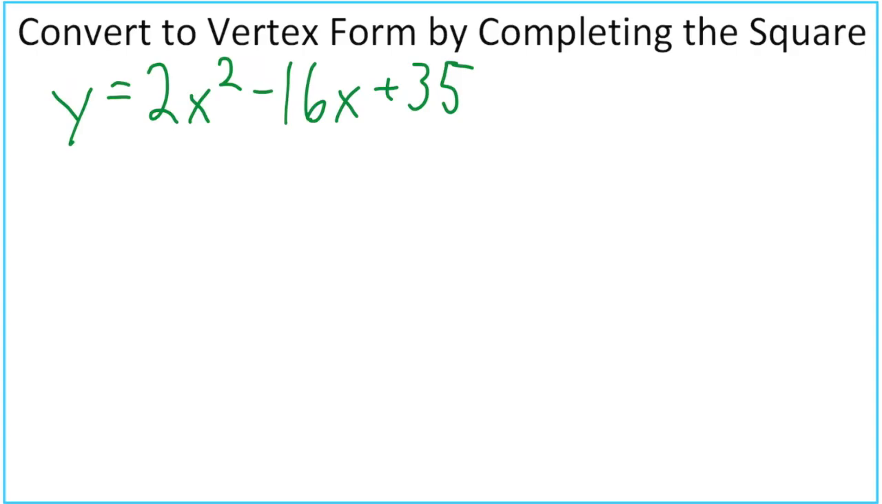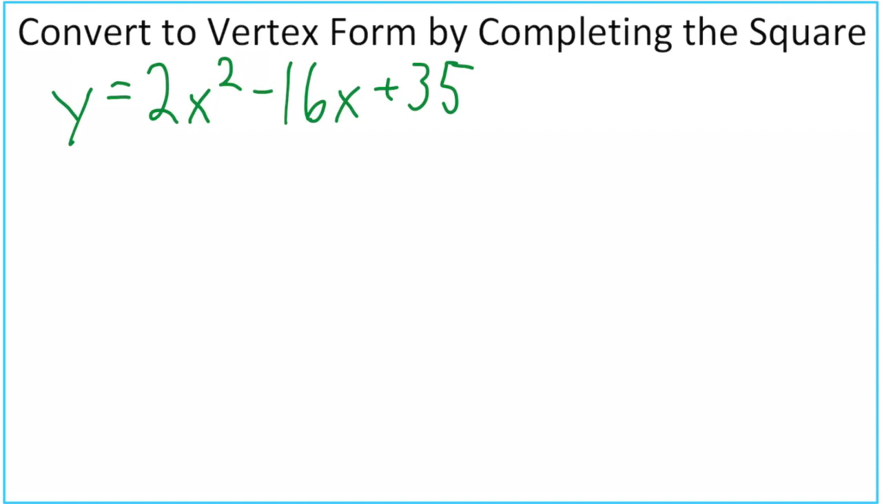In this video, we're going to take a look at how you can start with a quadratic equation in standard form and convert it to vertex form by completing the square. In a previous video, I went over how to do this when the a value is always equal to 1, which is a little easier. In this video, we'll show how to do it no matter what the a value is.